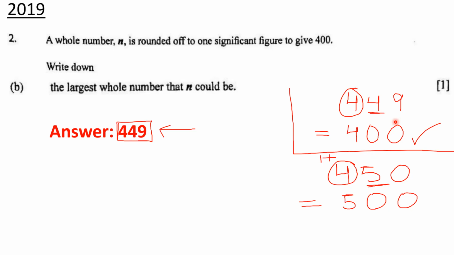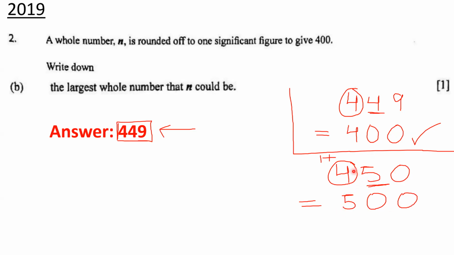Okay, so let's look at the number that is one step higher than 449, which is 450. We circle 4 because that's the first significant figure, and we underline 5. That's the number to the right of it. We know that once it's 5 or greater, we add 1. And so if we add 1 to 4, it's going to be 5. The 5 turns to 0. The 0 remains the same, so the answer is going to be 500.